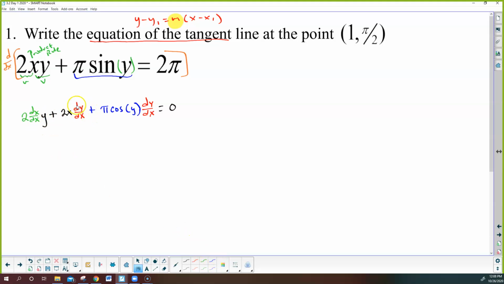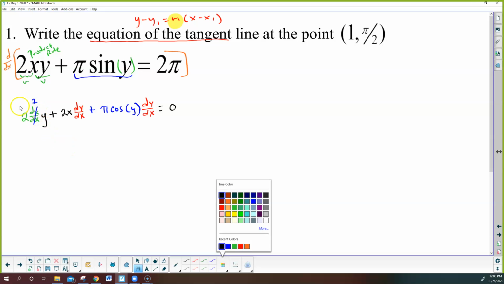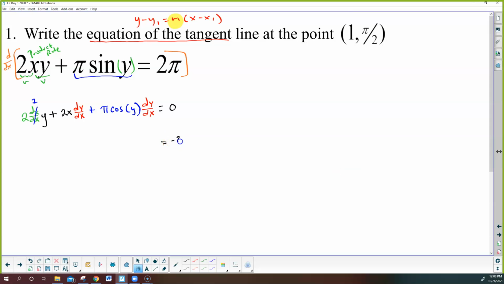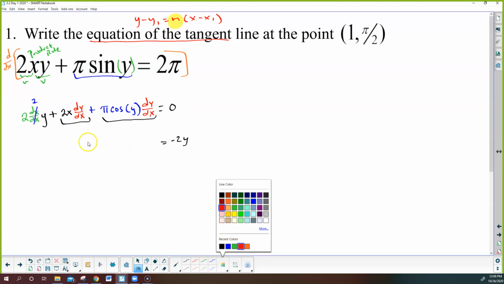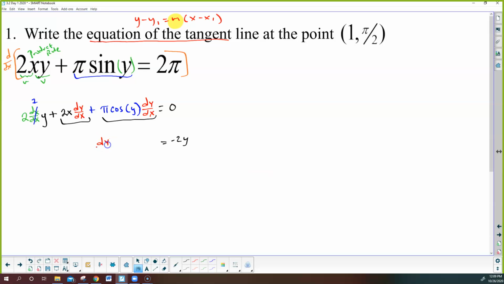And then I just have to solve for dy/dx, which means anything that doesn't have a dy/dx, we're going to subtract over first. Now keep in mind, dx/dx is equal to 1. So 2 times 1 times y, that's going to be 2y, and I'm going to move it over to the other side with subtraction. And then what's left over are both pieces here, but they have a dy/dx in common, so I'm going to factor that out to start.